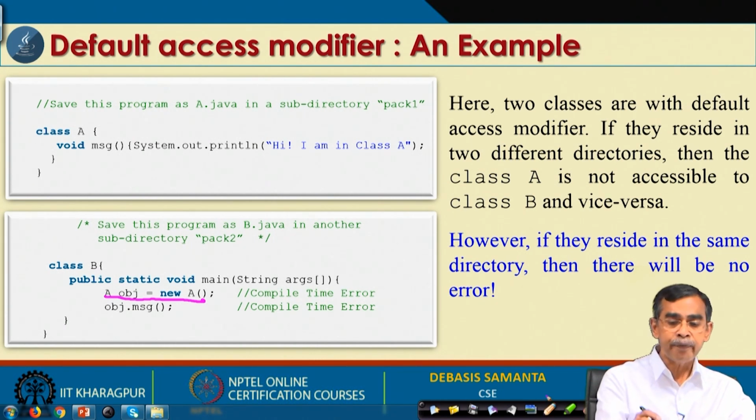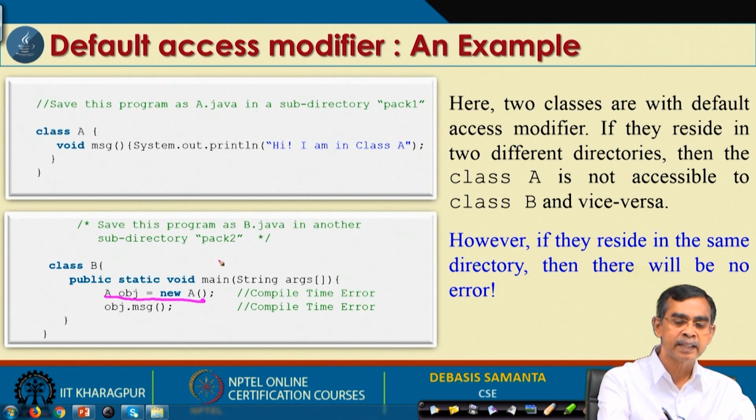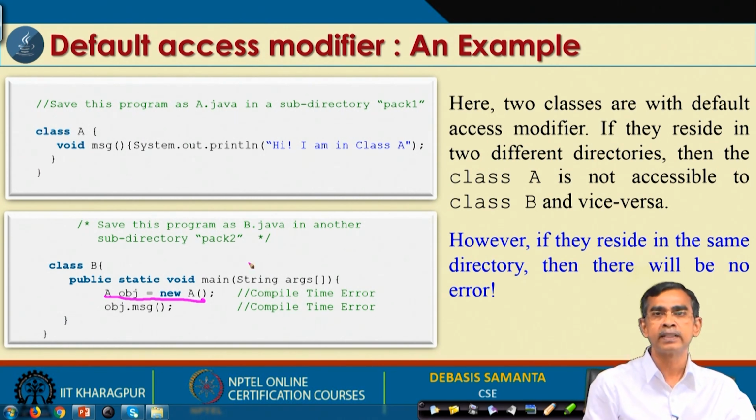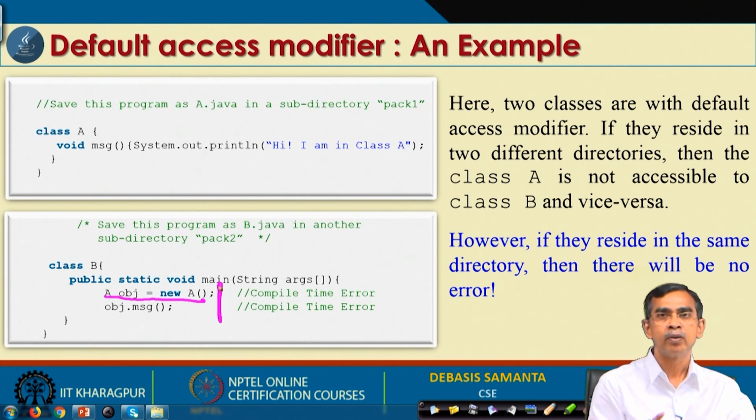Now, if these two files belong to different directories, then the default access specifier will not work for you. If we maintain this and this in the same file, say b.java, then the default access will work for you, and in this case these two will not give any error. But if they are maintained in different files, not in the same directory, then it will produce an error.